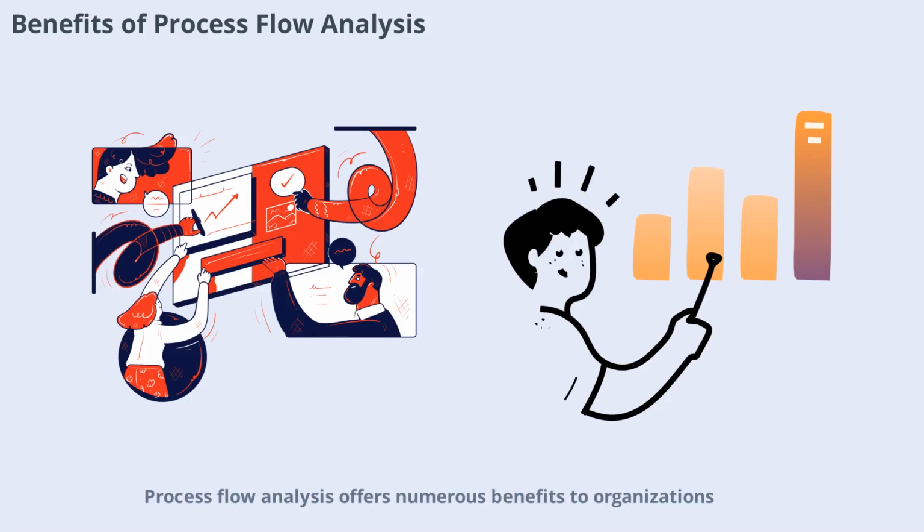Process flow analysis offers numerous benefits to organizations. It helps identify bottlenecks, reduce waste, and improve efficiency. By understanding each step, managers can streamline operations, enhance quality, and increase customer satisfaction. Additionally, process flow analysis supports better communication and collaboration across teams. These benefits make it an essential tool for any organization aiming to achieve operational excellence.